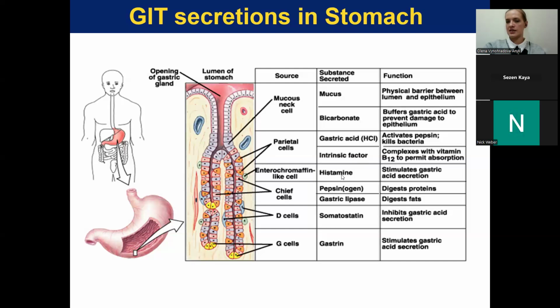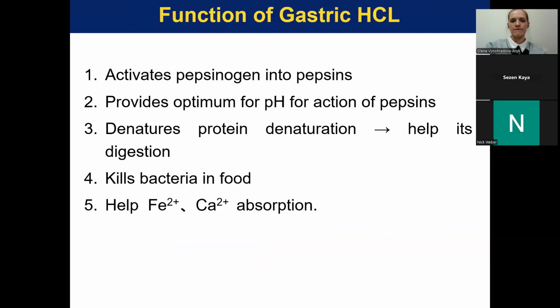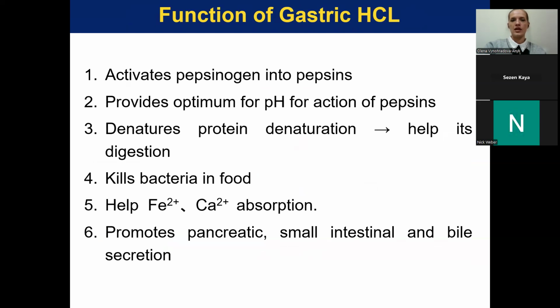Also, here we have next cells for regulation. Enterochromaffin-like cells release histamine. Histamine stimulates gastric acid secretion. D cells release somatostatin, which induces inhibition of gastric acid secretion, and G cells release gastrin, and gastrin also stimulates gastric acid secretion. Okay.